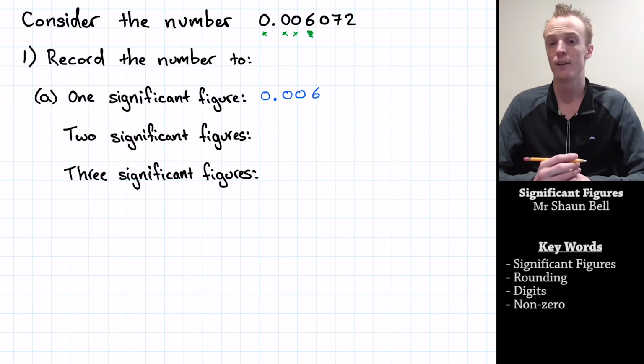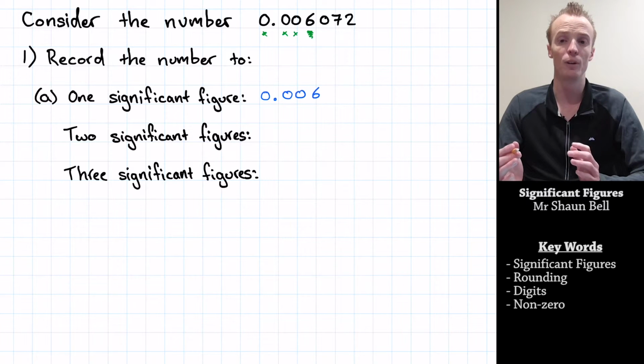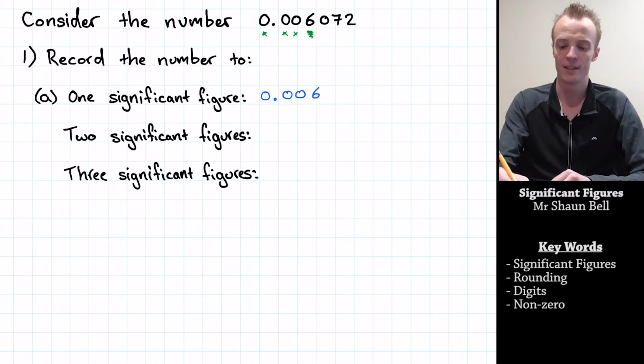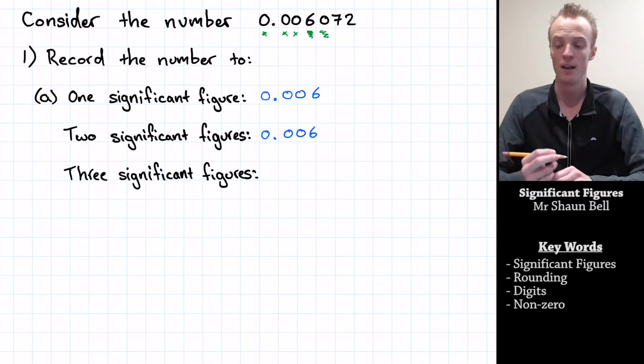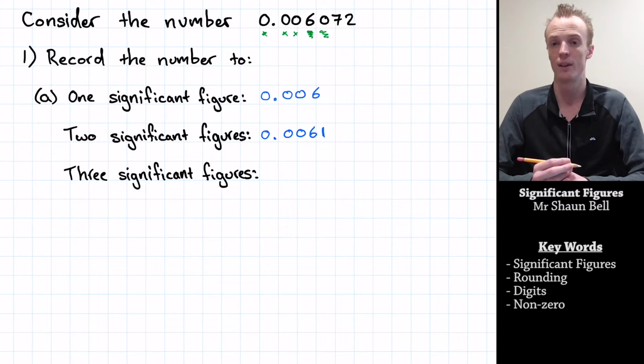Well, the first significant figure is the first non-zero digit, but all digits remaining afterwards are significant. So our second significant figure is this 0 here. So when we record this, it's going to be 0.006 as our first significant figure, but now we need to round it to the second significant figure. To do that, I need to look at the next digit, which is a 7, so it's 5 or greater, so that 0 will become a 1. And I've now rounded it to 2 significant figures.